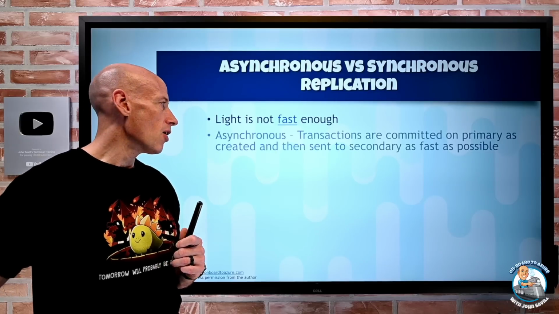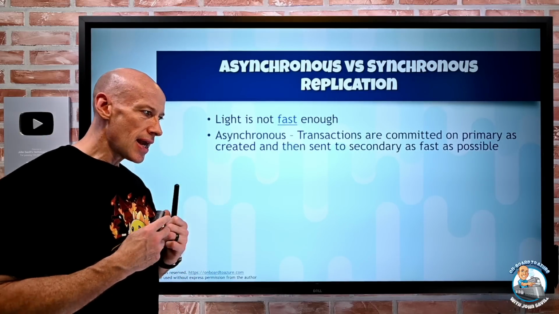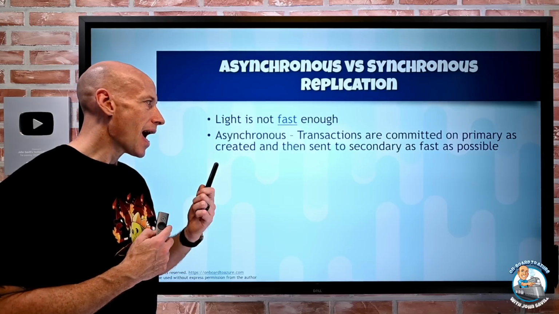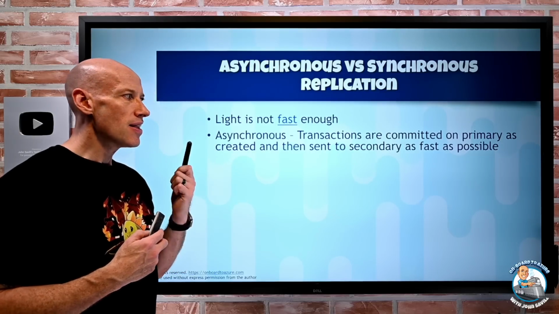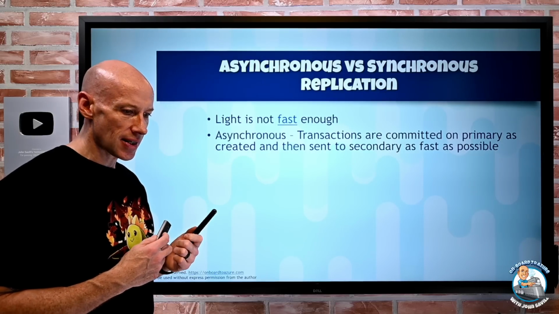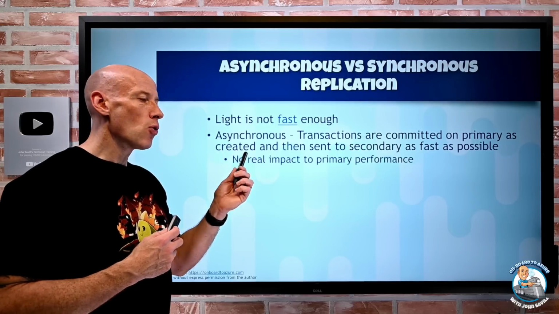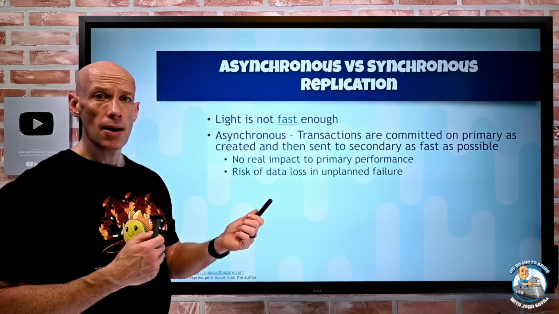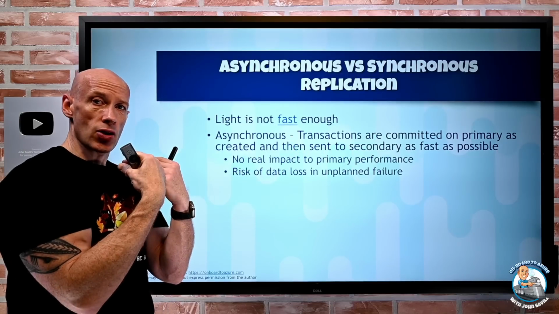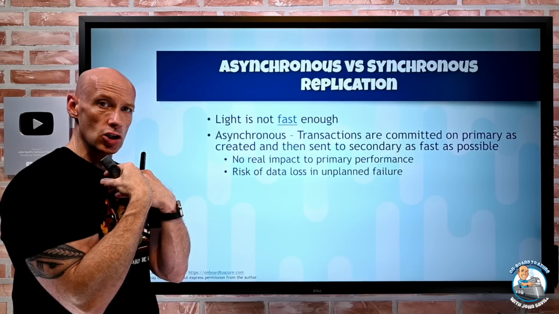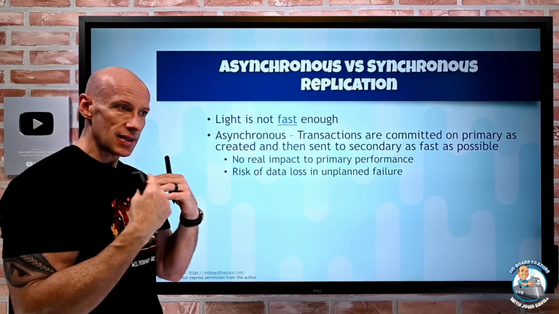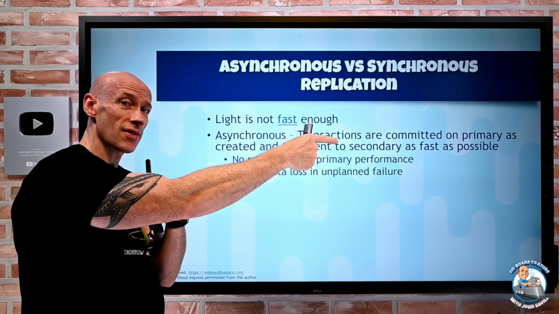We have the idea of asynchronous. Here, the transactions are committed on the primary as they're created, and then they're sent to the secondary as quick as they can. So this means it has no real impact on the primary performance, but there is a risk of data loss because it's committed the transaction to the requesting application before it sent it to the other location. So if there was a disaster, it's not sent to the other location yet, I could lose that data.